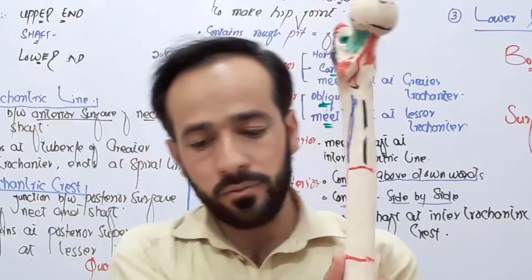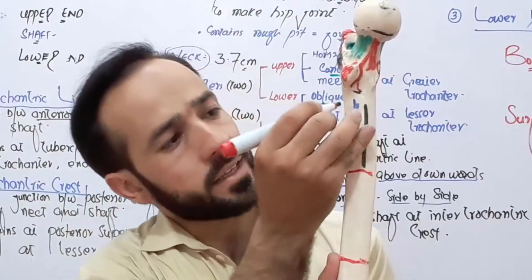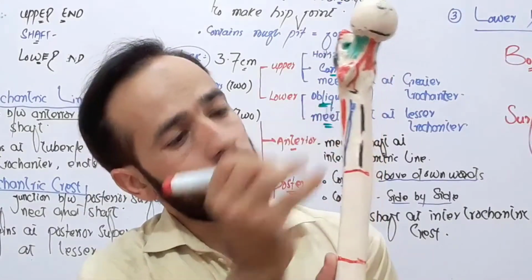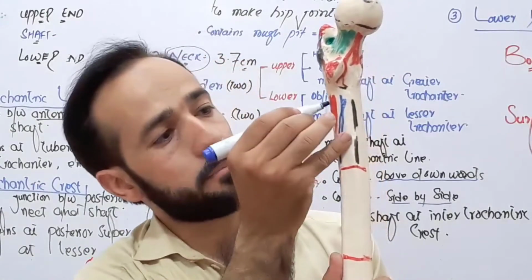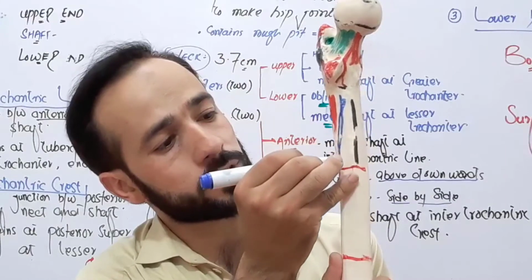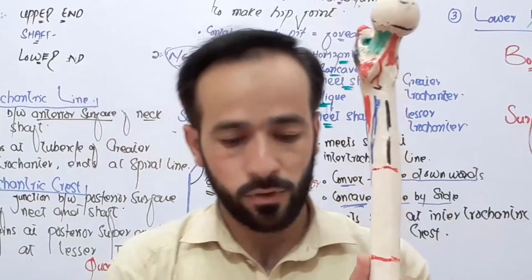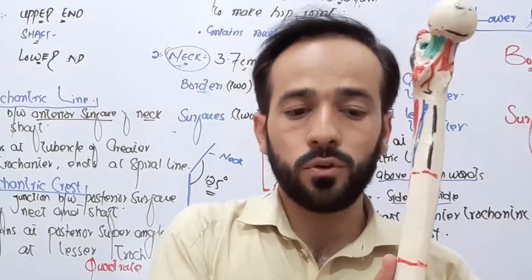And then here we have a very important point that is called the gluteal tuberosity, right? And this is the lateral lip of the gluteal tuberosity, right my dear friends? So how many borders does it form? It forms four borders.